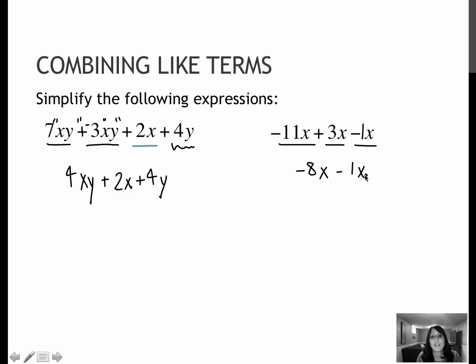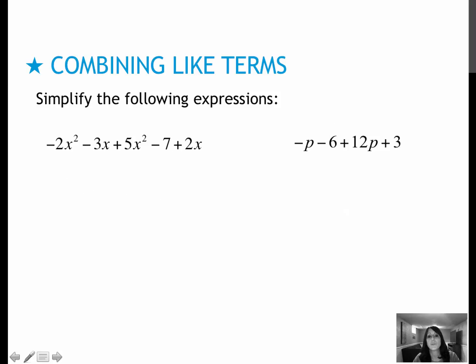Negative 8 minus 1, remember whenever we have minus, we can keep, flip, change. So negative 8 plus negative 1 is negative 9, same sign, I found the sum, and x. If you wanted to go straight from here to the final answer, you're welcome to do that.